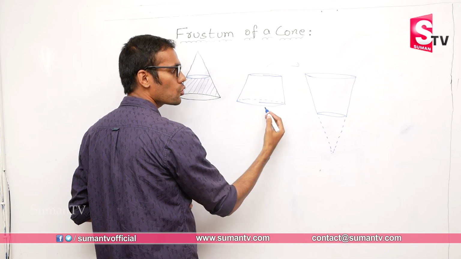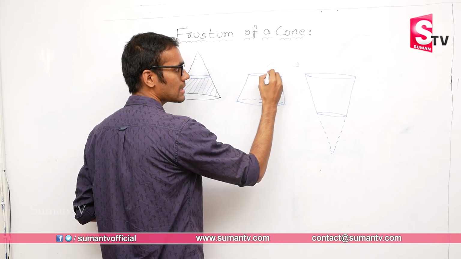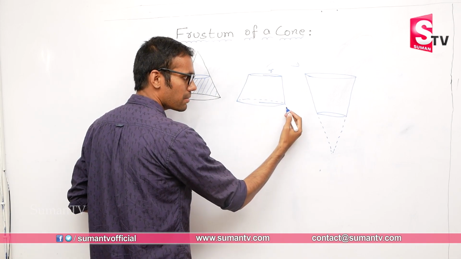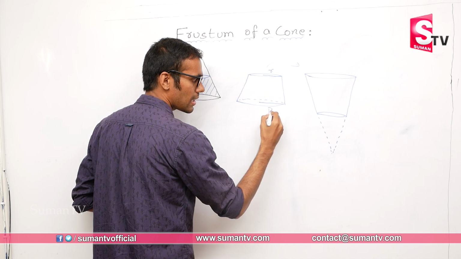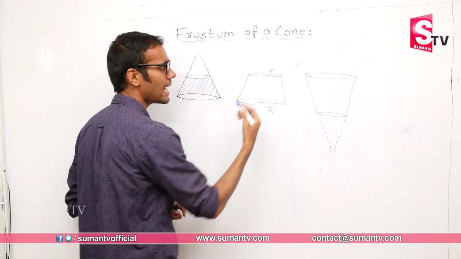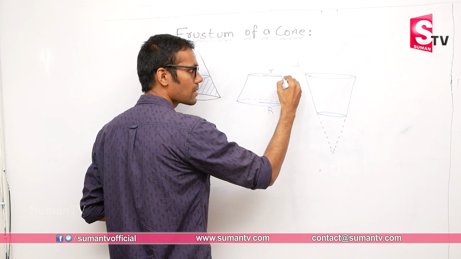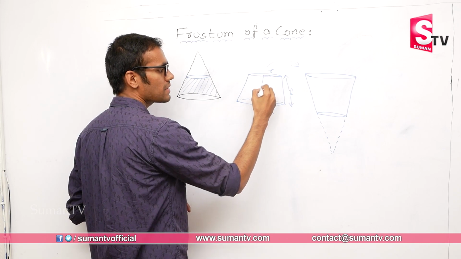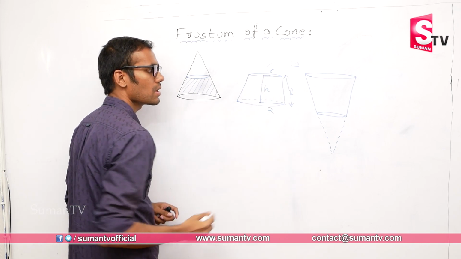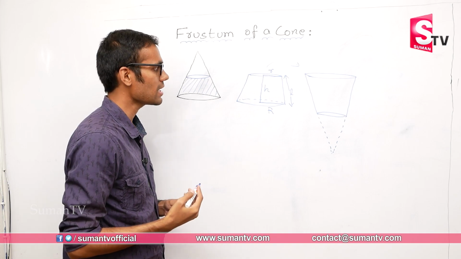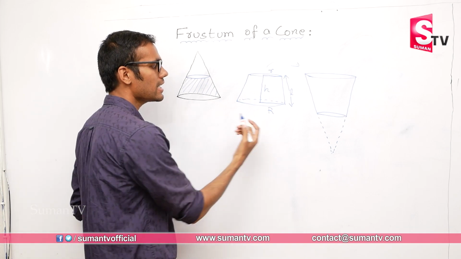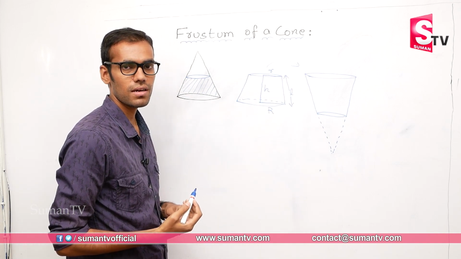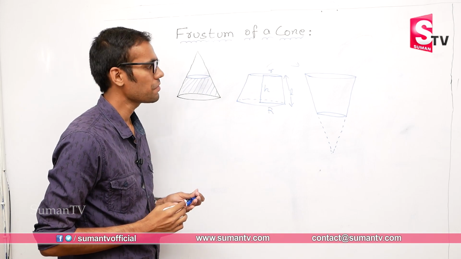It has two bases. One is the top base, which suppose say small r is the radius of this base, and the radius of the bigger base or the bottom base, suppose say capital R. And suppose say the slant height of this frustum is small l. And the height of this frustum is supposed to be small h. Now, how do we derive the formula for total volume of the frustum in terms of h, capital R, small l and small r? We are going to derive the formula for volume and CSA of the frustum.